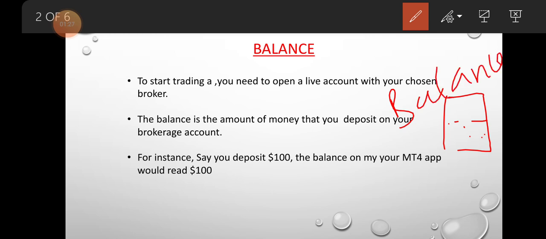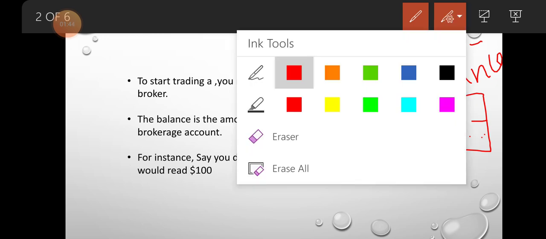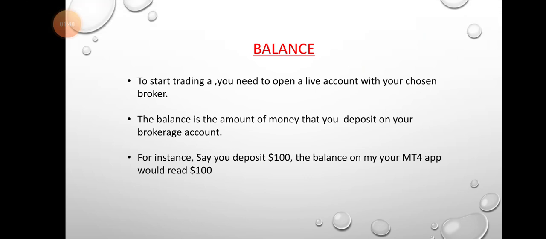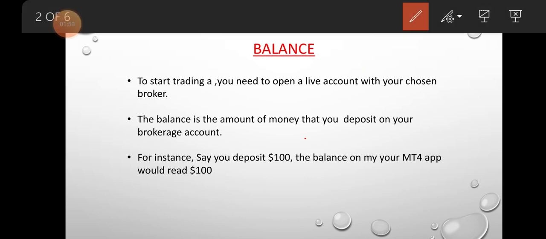So the balance is actually the amount of money that you deposited on your brokerage account. When you start trading, this balance will keep fluctuating. If you are making profit, it will be increasing. If you are making losses, it will be going down. For instance, if you deposited $100 on your brokerage account, your MT4 would read $100 as the balance.